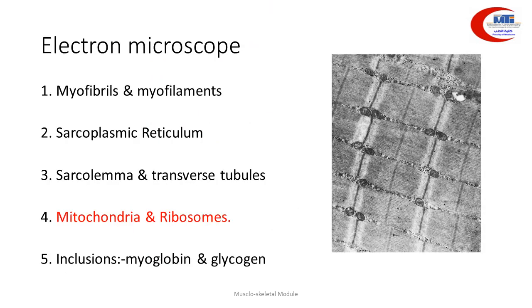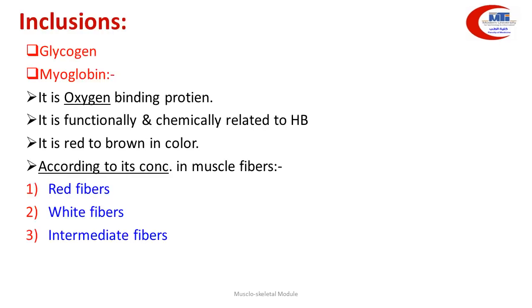By electron microscope we can see between this myofibril and this other myofibril there are many mitochondria. This mitochondria and this mitochondria. There are many mitochondria, and also there are ribosomes. These electron dense dots represent the ribosomes. The inclusions present in muscle fiber are glycogen and myoglobin.